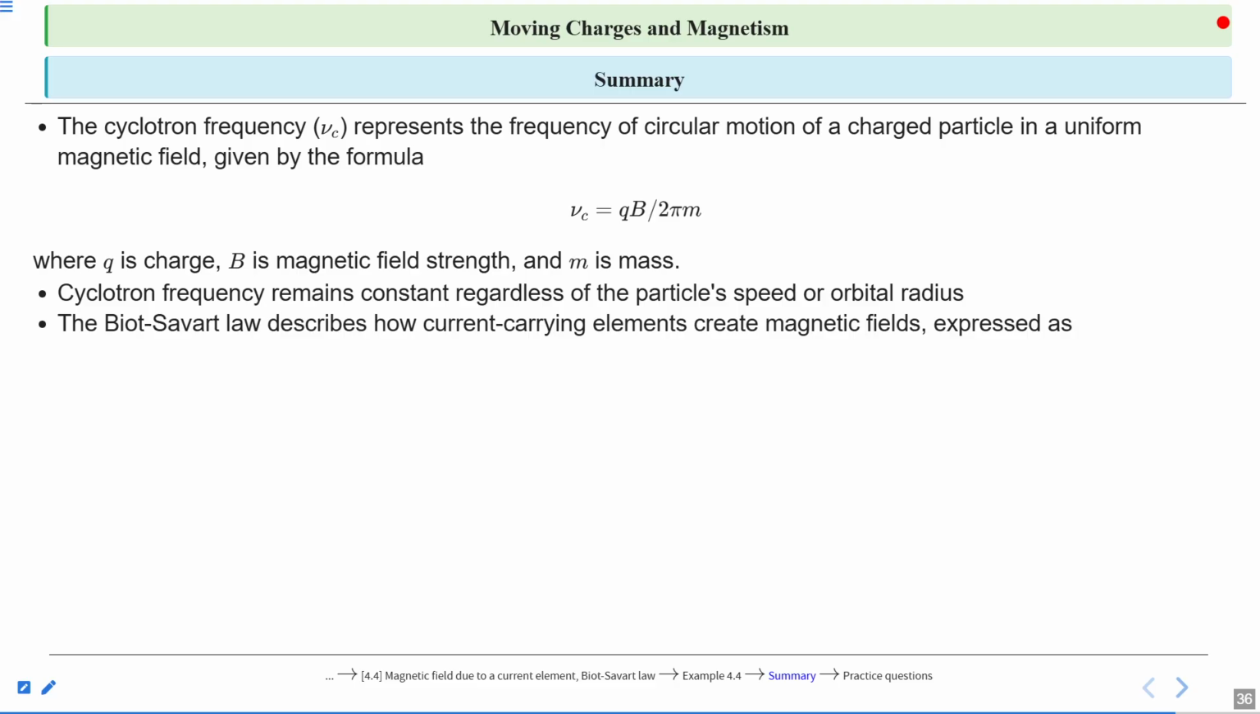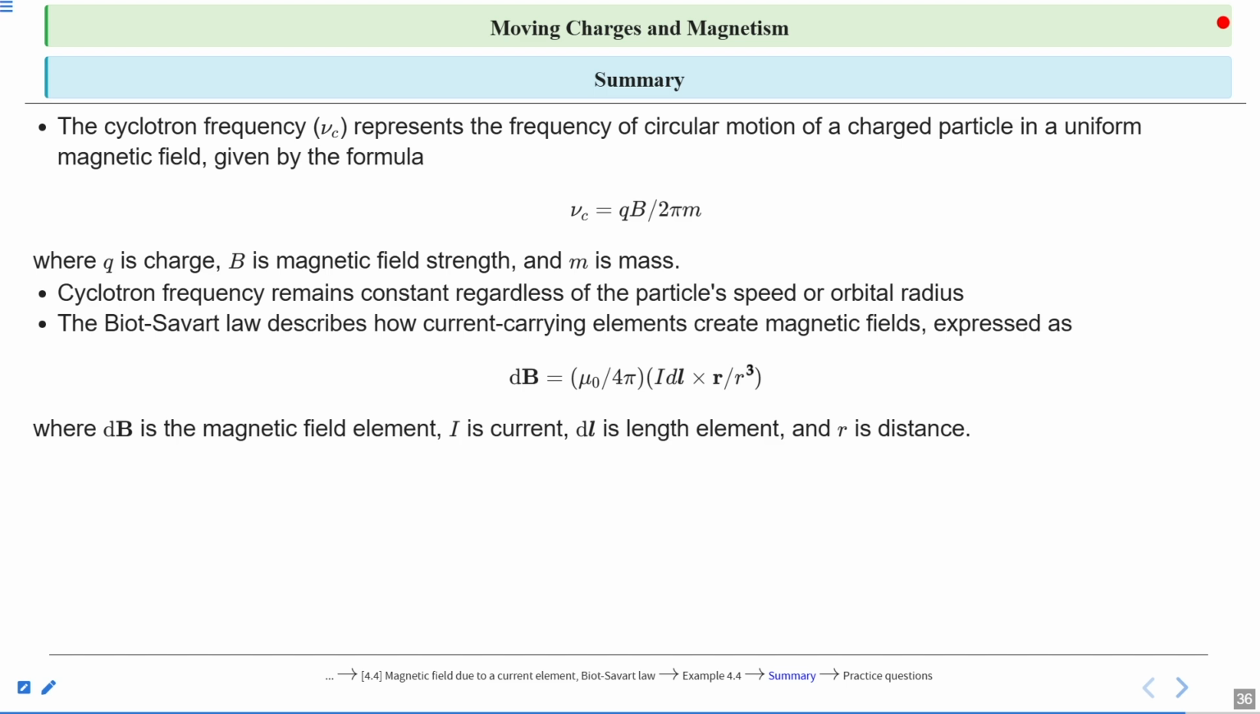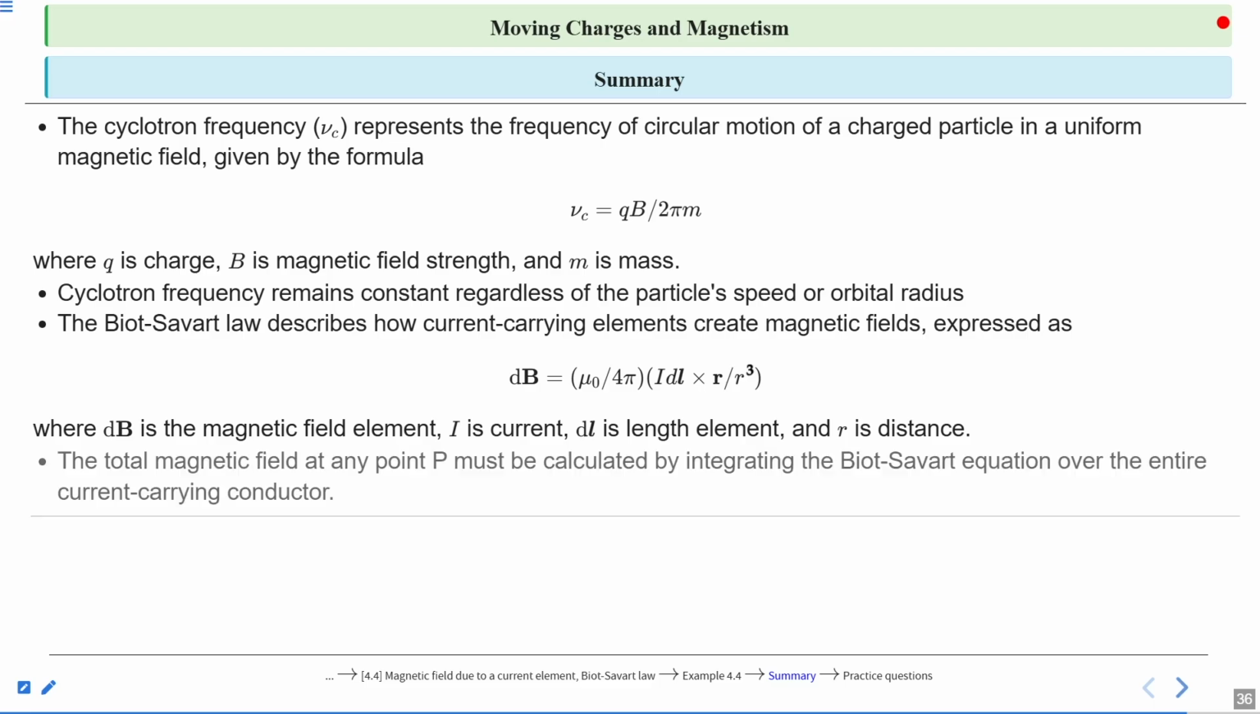The Biot-Savart law describes how current carrying elements create a magnetic field, expressed as dB equal to mu naught by 4 pi I dl cross r upon r square, where dB is the magnetic field element, I is current, dl is length element, and r is distance. The total magnetic field at any point P must be calculated by integrating the Biot-Savart equation over the entire current carrying conductor.